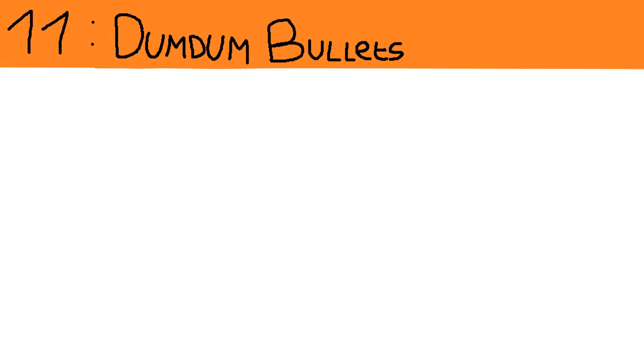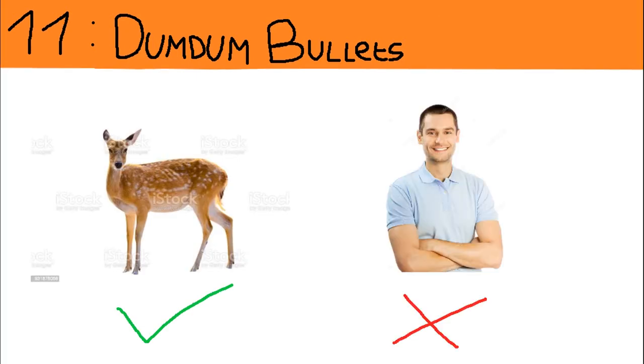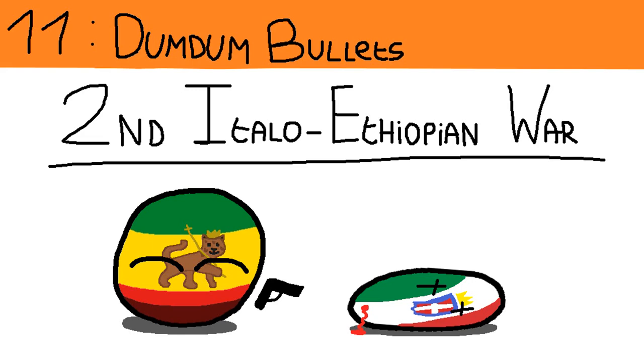Number 11. Using dum-dum bullets. These bullets expand when they hit a target, creating a larger wound. Great for hunting, not permitted for war. Ethiopia used these when they got invaded by Italy again, but at least it's a war crime for a crime of aggression, you know?